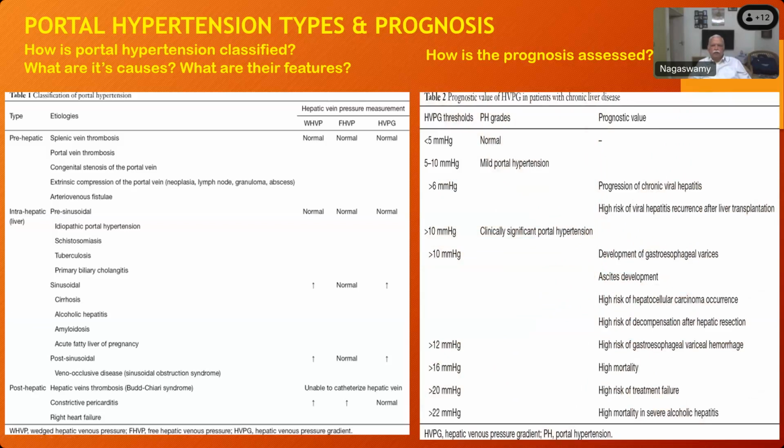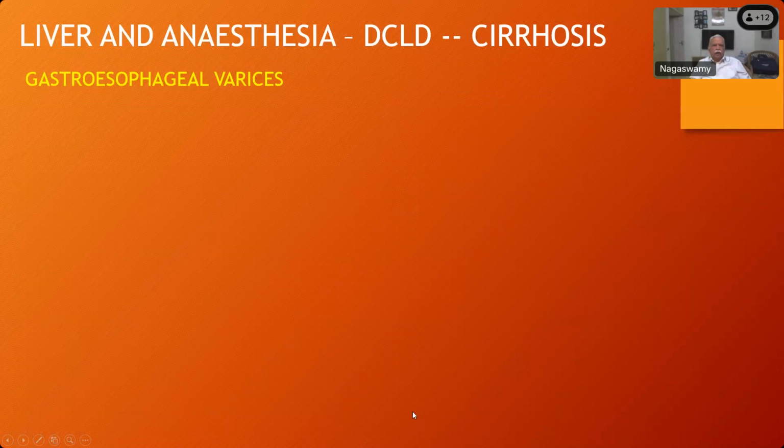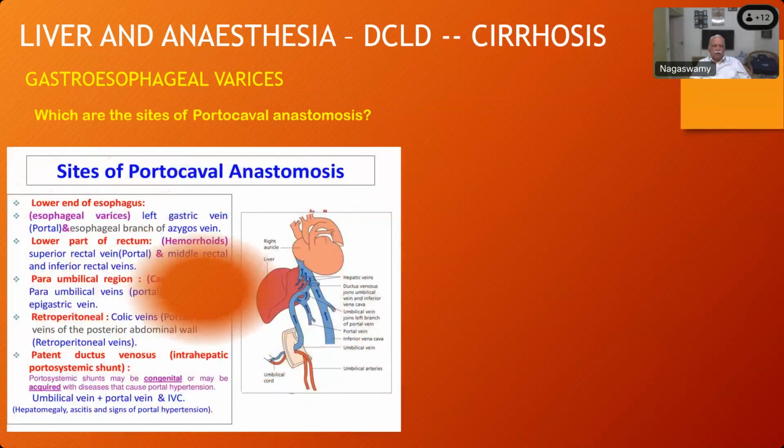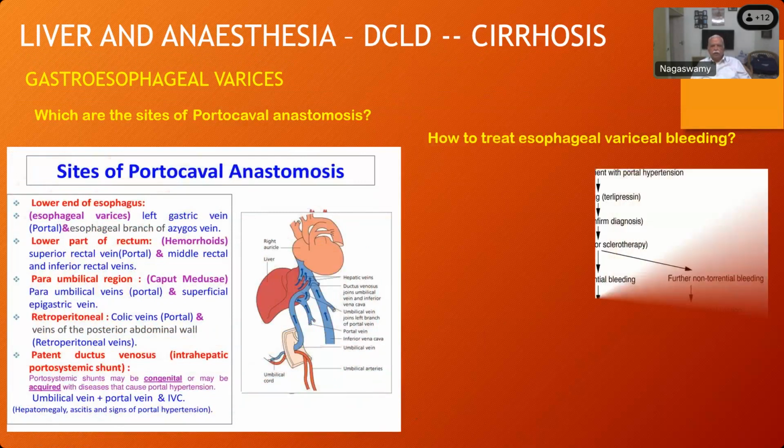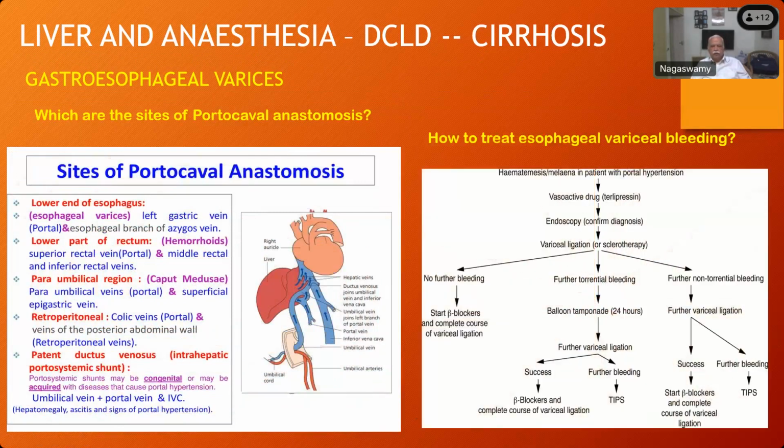So less than 5 millimeter normal, 5 to 10 mild portal hypertension, and more than 10 significant portal hypertension, 12 very high grade for esophageal variceal bleeding, 22 is high mortality. And this is another part which will be asked in the examination. Patient coming with the gastroesophageal varices and bleeding, how do you manage? Where are all the anastomosis? How do you treat esophageal variceal bleeding? This is another question.